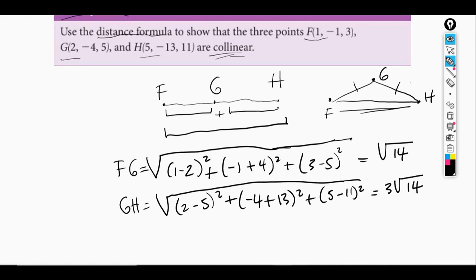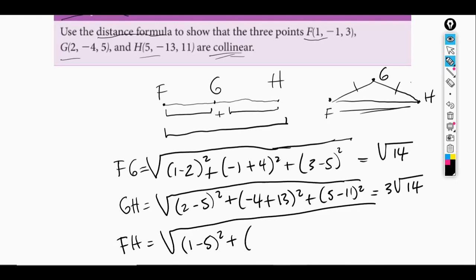And then finally, we have to find FH. So let's do FH, and FH would equal the square root of the difference in the x coordinates, so 1 minus 5 squared, plus -1 minus -13, so -1 plus 13 squared, plus 3 minus 11 squared. And if we do the math here, this is going to give us 4 square root of 14.